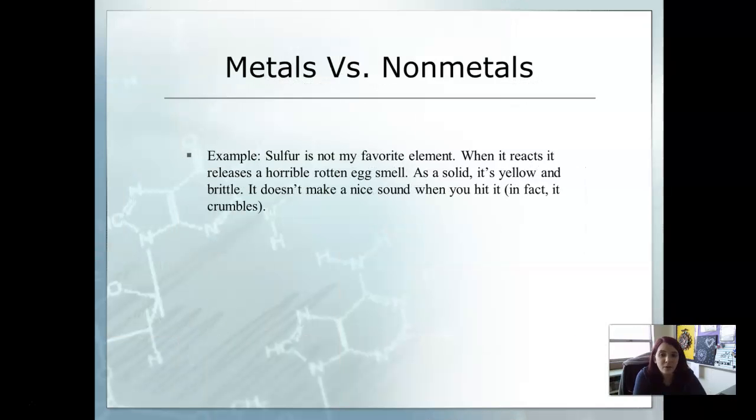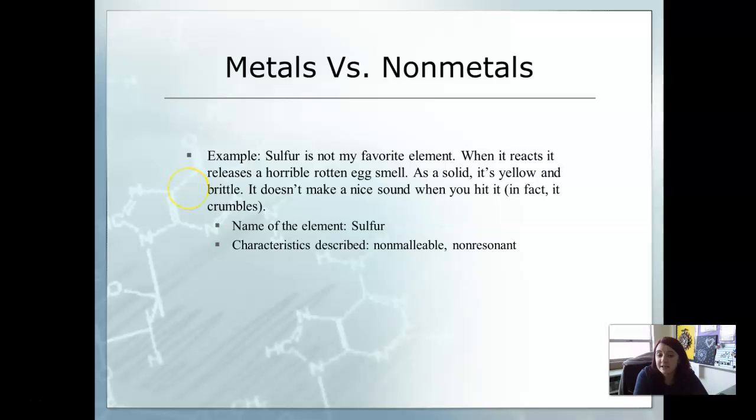Let's do another one. Sulfur is not my favorite element. When it reacts, it releases a horrible rotten egg smell. As a solid, it's yellow and brittle. It doesn't make a nice sound when you hit it. In fact, it crumbles. So the name of this element is sulfur. Its characteristics are it's non-malleable and non-resonant. Remember, non-malleable means it breaks easily, and non-resonant means it doesn't make a sound. What is this one? It is a non-metal.